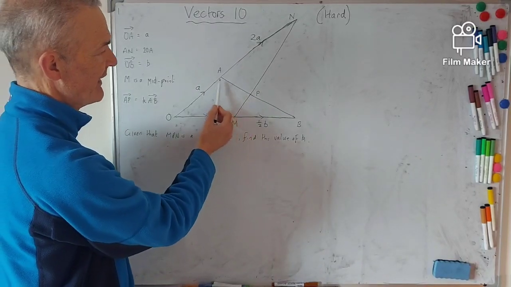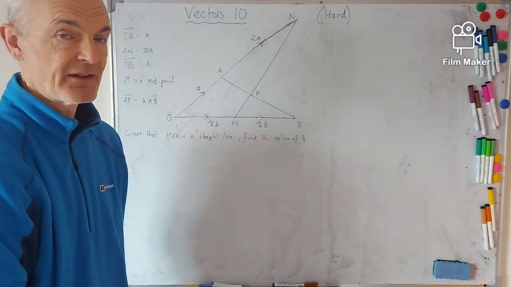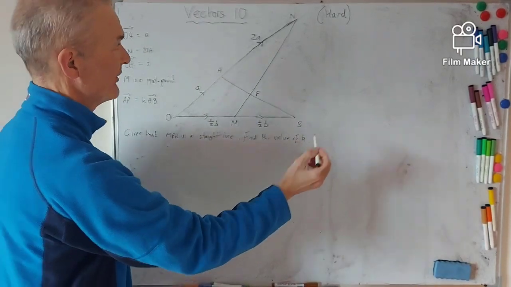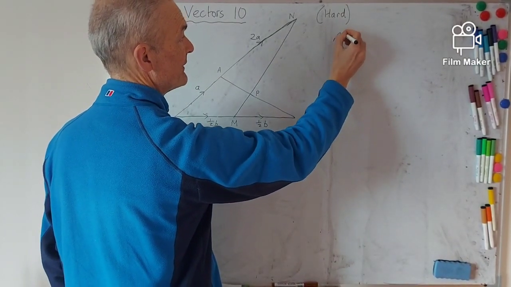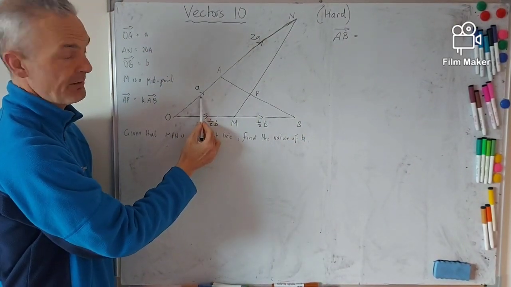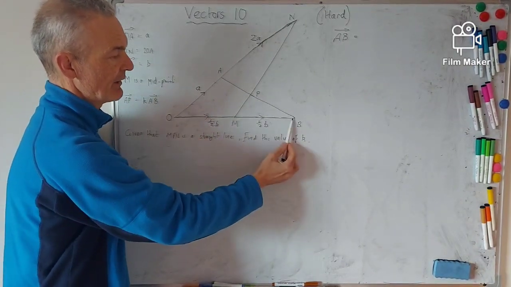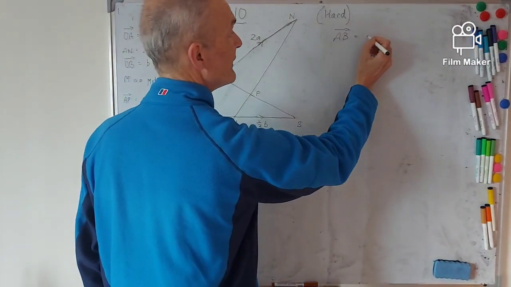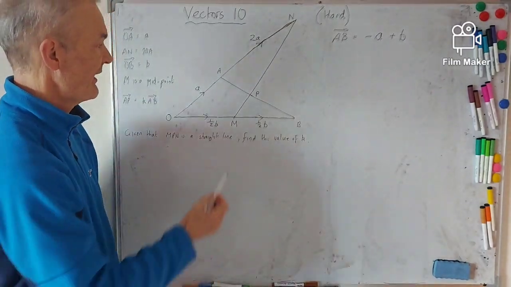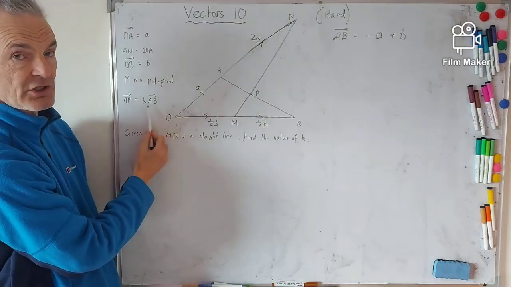So in order to get AP, we're first going to need to get AB. And we can do that using the vectors we've got. We can go down here and across here. So AB is going to be that there. So notice that we're going in the opposite direction. So it's going to be negative A, and all the way across here is B. Okay, so that is the vector AB, and AP is a fraction of that.